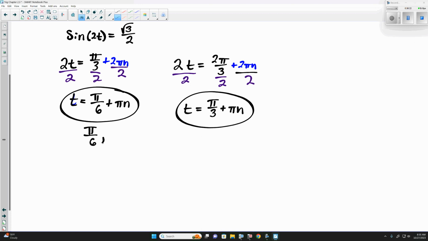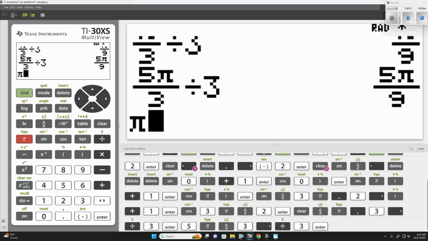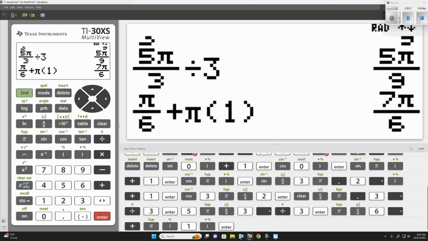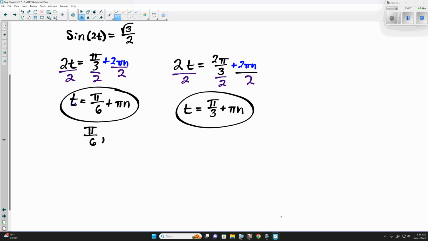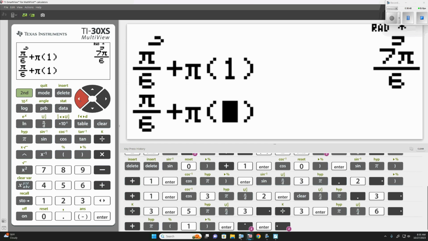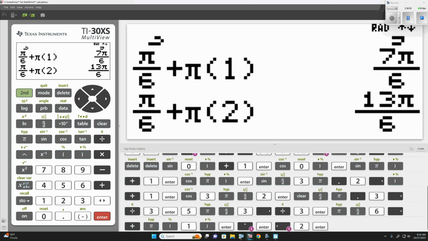If I plug 1, pi over 6 plus pi times 1 for n, we get 7 pi over 6. Well, that's still on the interval of 0 to 2 pi, yes? It's still a value that works. If I came back over here and replaced 1 with 2, 13 pi over 6 is now outside of it.